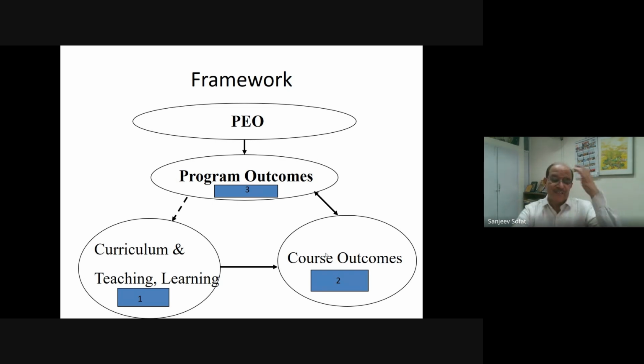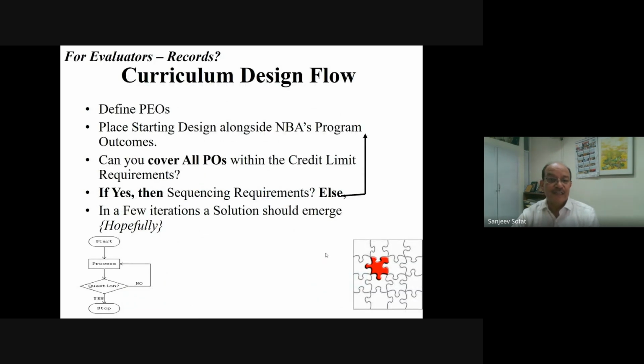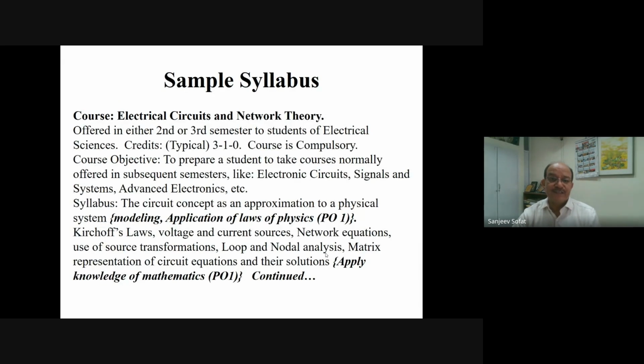Maybe this is what Dr. Meenakshi might have talked to you about: the program outcomes, curriculum, teaching, learning as a course outcome there. Maybe I'm not going into detail of this. Yeah, this is some sample survey syllabi which is there.